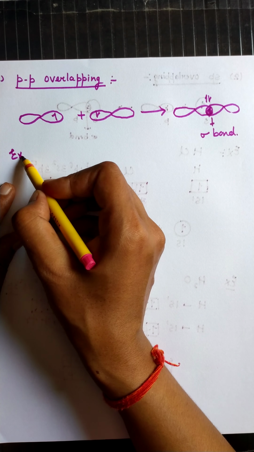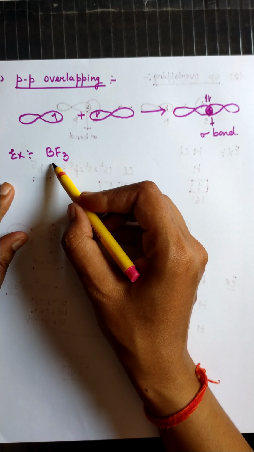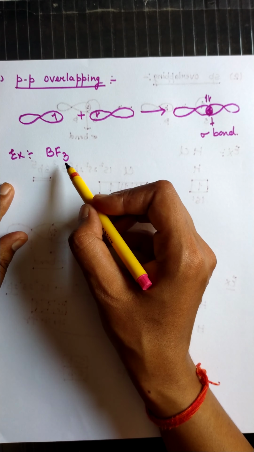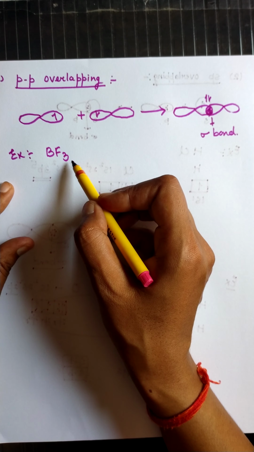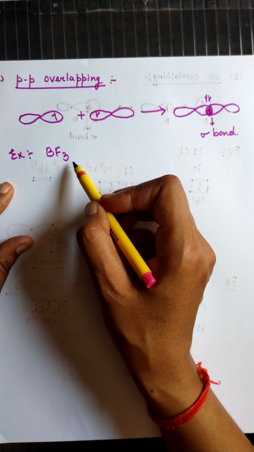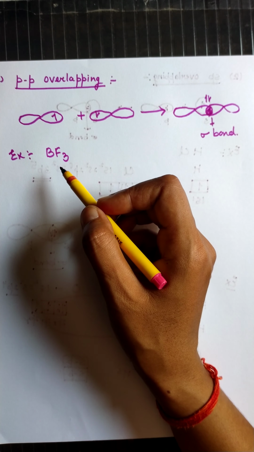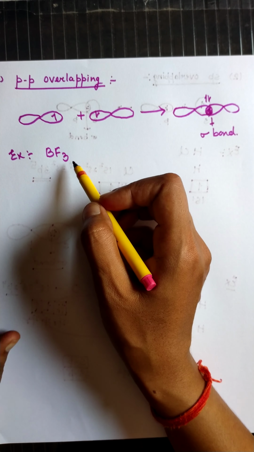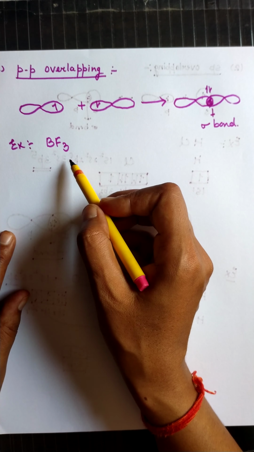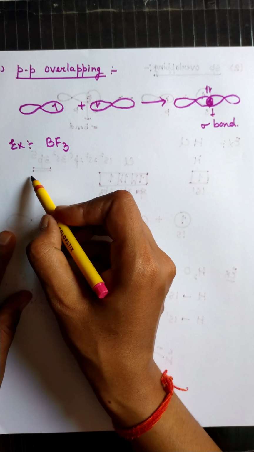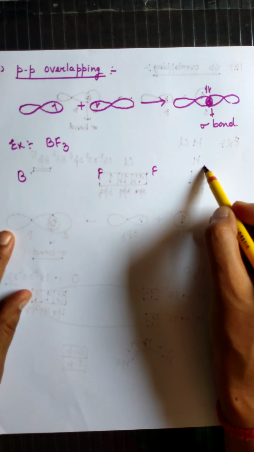Let's take the example of pp overlapping, like we will take the example of BF3. Students, this is a very important example. Not only this, some other examples are also very important, like CCl4, carbon tetrachloride. Many examples are just like this one, so please put an eye on this example carefully. BF3 means one boron is there and three fluorine atoms are there.